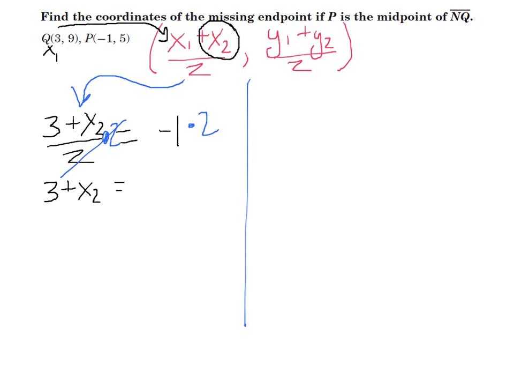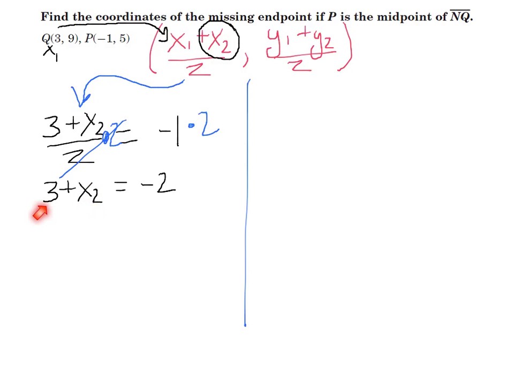And now on the right side, I have negative 1 times 2, which is negative 2. Now keep in mind, sub 2 just means it's the x-coordinate from the second point. This sub 2 here is not an exponent. Exponents would be at the top of the number. This is at the bottom. It's just saying this is the x-coordinate from the second point.